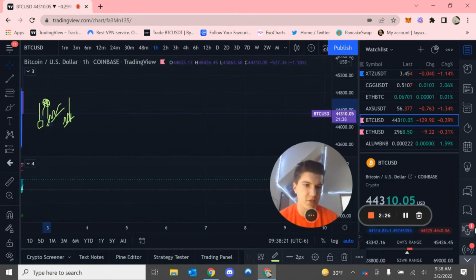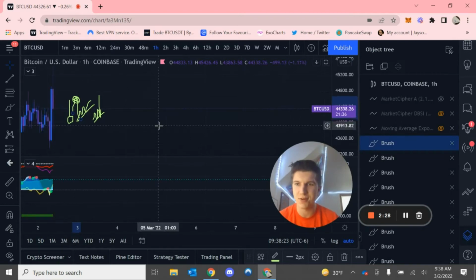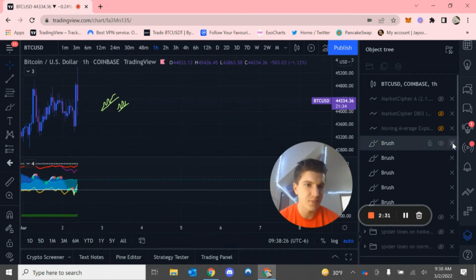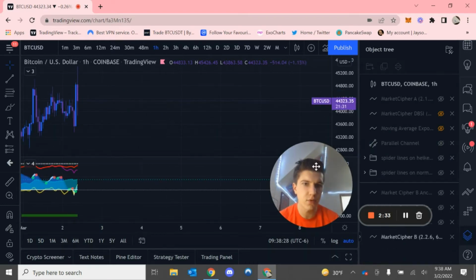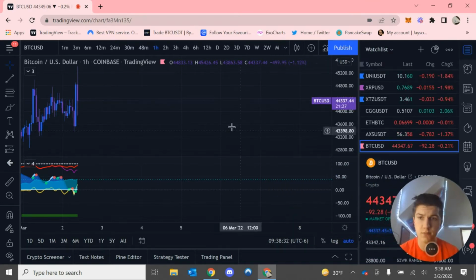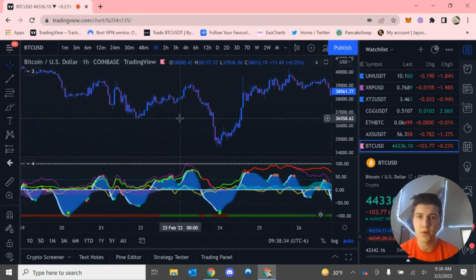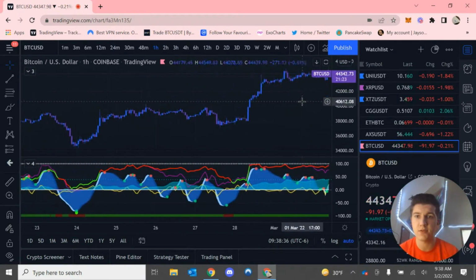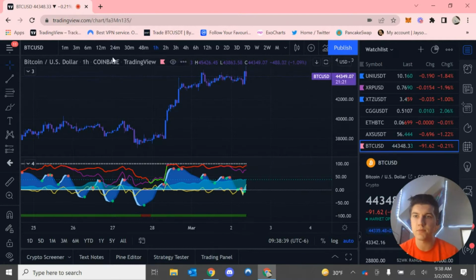Anyways, let's delete this pretty artwork that I drew. Then we're going to look for examples of wicks that I would personally trade. Lately there's actually been a lot of wicks. I actually took one this morning.